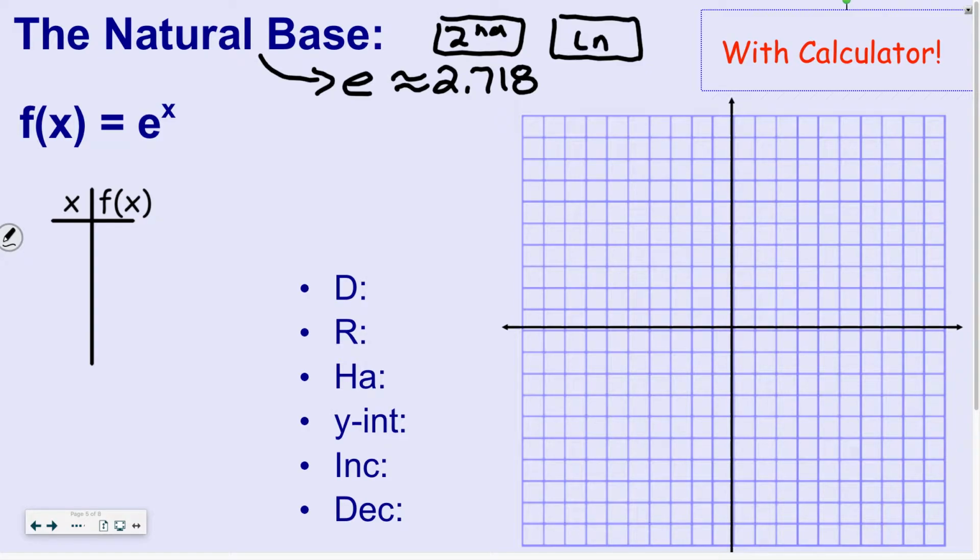And then it should bring up a caret, the exponent, and you're going to put in the x, which is right next to your alpha button. Okay, help each other out at your pods. Make sure you've got y equals e to the x in your y equals menu. Now, if you want to, you can do zoom 6 to get to the standard window.